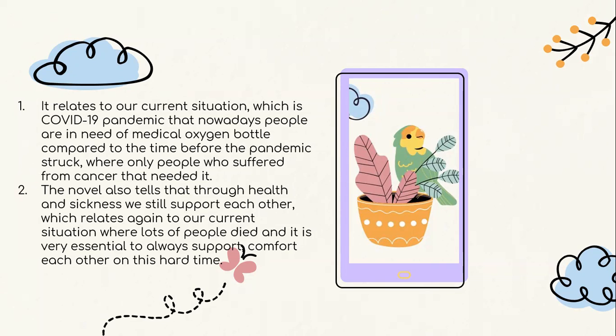Relating it to our current situation, we are facing the second wave of the pandemic, which caused death due to suffering from shortness of breath because of lack of medical oxygen bottles. It tells us how important air is, how important it is to breathe. The second one is the novel also tells that through health and sickness, we still support each other, which relates again to our current situation where lots of people died, and it is very essential to always support and comfort each other in this hard time without any feeling of putting anyone down, especially people who suffer from COVID-19.